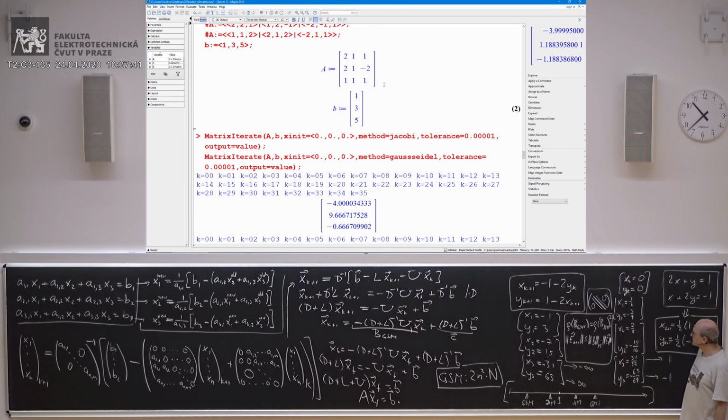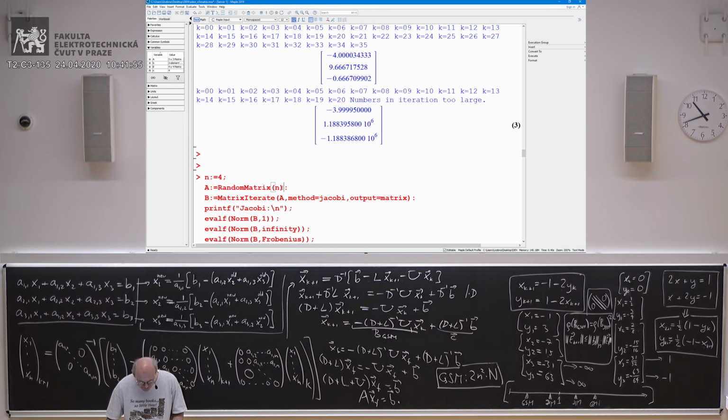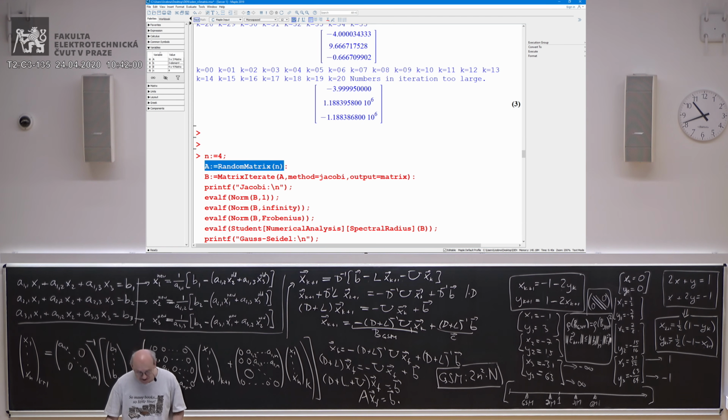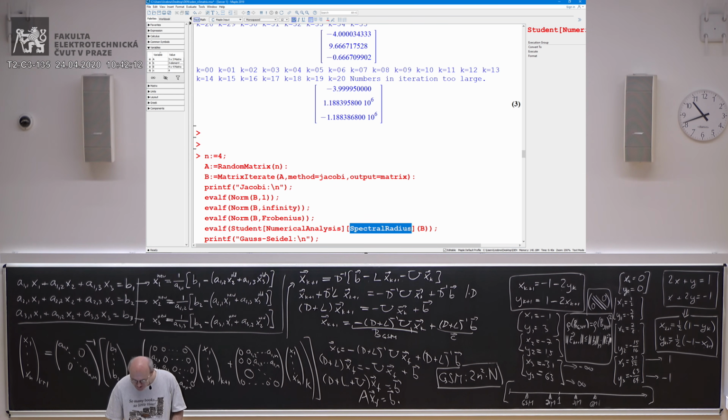But the question is, what are the chances actually of Gauss-Seidel converging? This is a very good question. So let's have a look. We will generate a 4x4 random matrix. This sets up a system of equations, and then we will apply the Jacobi method to it, but we will just look at the matrix. So we generate the matrix for Jacobi, we apply some norms to it, and then we look at the spectral radius to see whether Jacobi does or does not converge. And then we do the same for the Gauss-Seidel method.